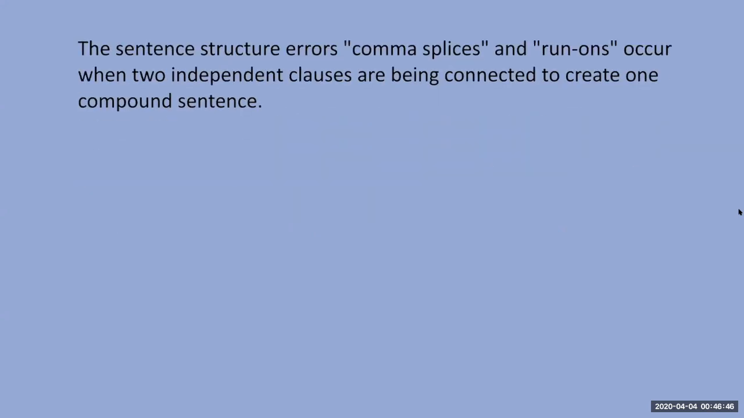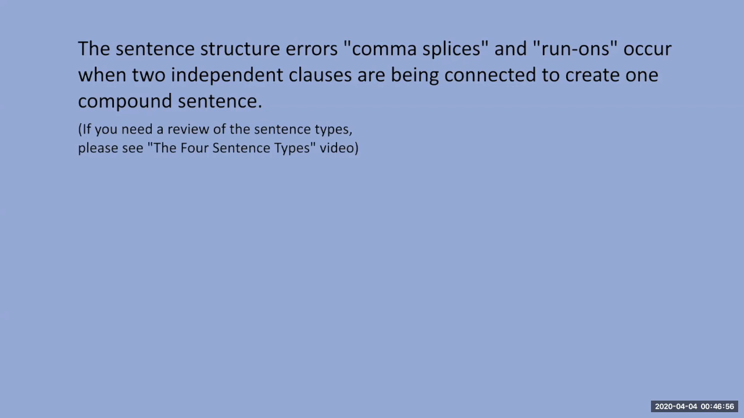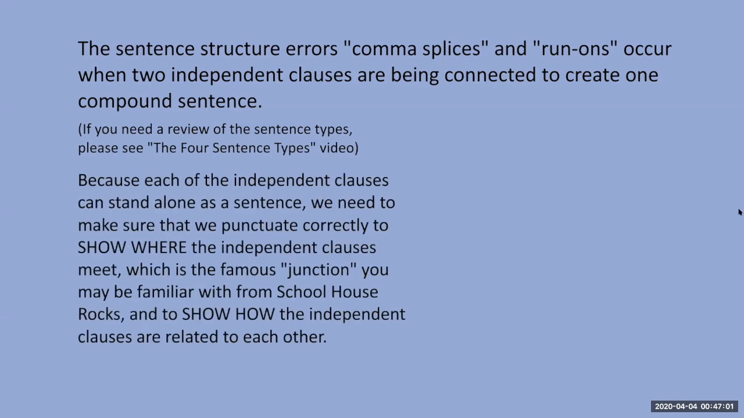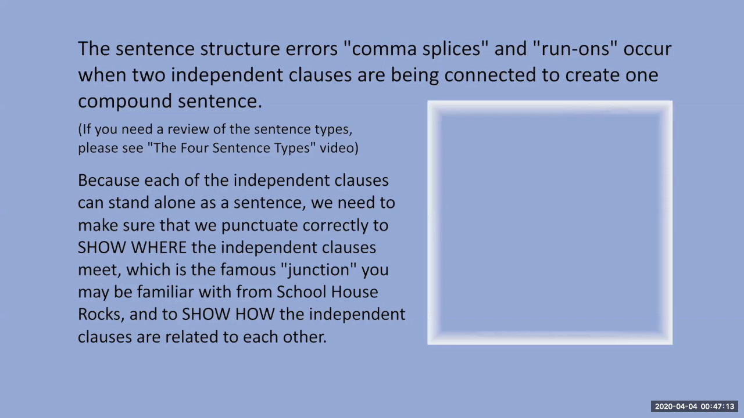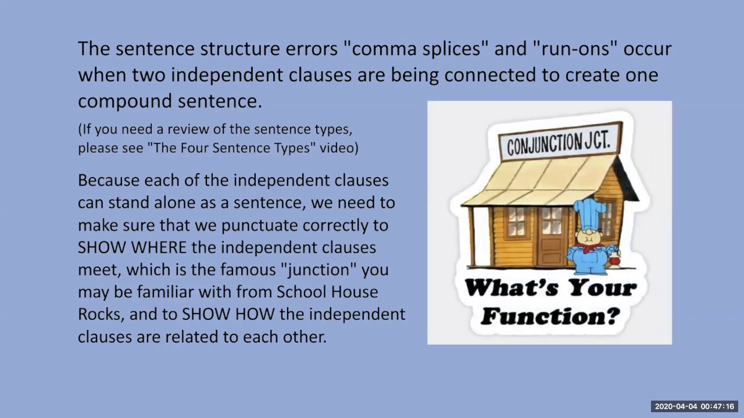The sentence structure errors, comma splices, and run-ons occur when two independent clauses are being connected to create one compound sentence. If you need a review of the sentence types, please see the 4 sentence types video. Because each of the independent clauses can stand alone as a sentence, we need to make sure that we punctuate correctly to show where the independent clauses meet, which is the famous junction you may be familiar with from Schoolhouse Rocks, and to show how the independent clauses are related to each other.